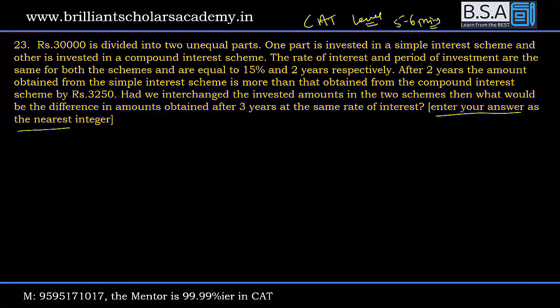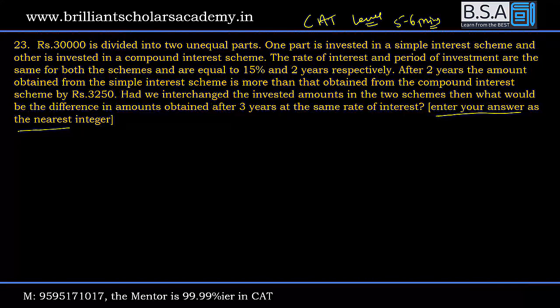Rupees 30,000 is divided into two unequal parts. One part is invested in a simple interest scheme and the other is invested in a compound interest scheme. The rate of interest and the period of investment in both the schemes are equal to 15% and 2 years respectively.